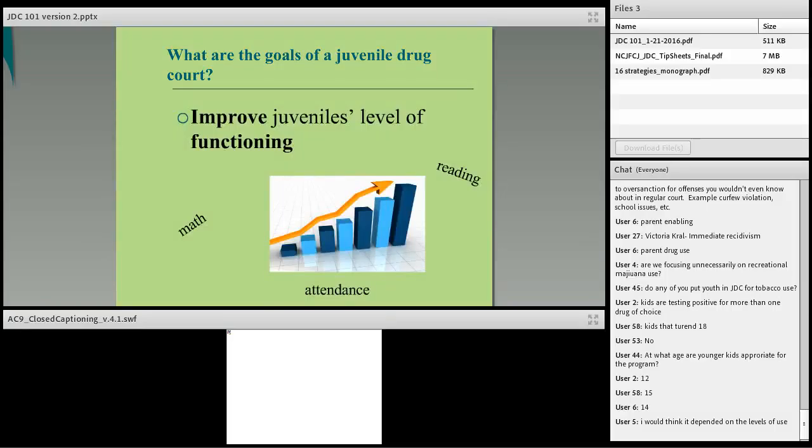So our other goal, improving juveniles' level of functioning. We want young people to be sober and straight, so that they can learn the skills they need to become productive members of our society. So the nice thing about the juvenile drug court is that we monitor and we hold youth accountable. And that helps give kids a chance to become stable and to start to function in school, at home, and in their communities.